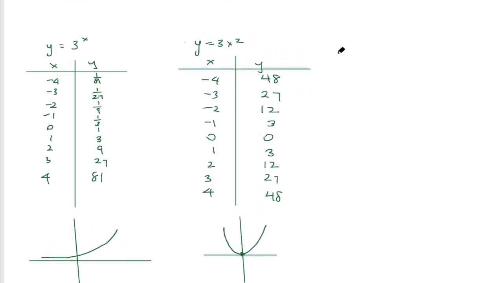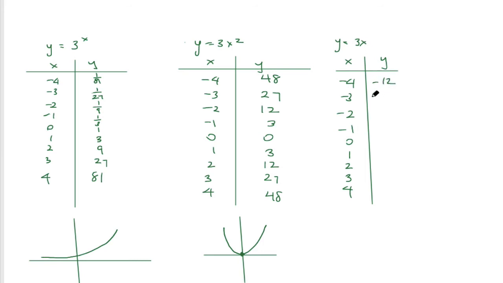Okay, so let's do the same thing for y equals 3x. And we have to have our little chart here. So starting with -4, we have 3 times -4 is going to be -12. Times -3 will be -9. And then -6, -3, 0. And then 3, 6, 9, and 12.